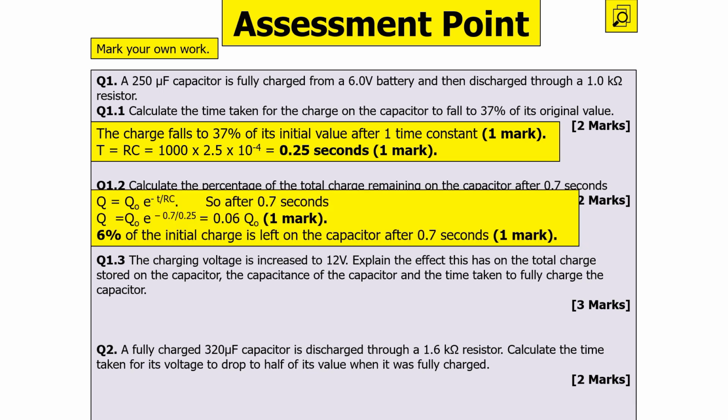This next question, we can say Q equals Q0 e to the minus T over RC. We're working out our percentage, so we're basically going to find Q over Q0. We know RC because we've just worked it through to be 0.25 seconds. We know T to be 0.7 seconds. Pop in all the values, work out Q over Q0, so we get it to be 0.06, so therefore 6% of the initial charge left on here.